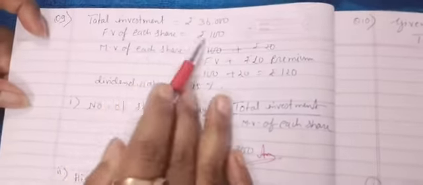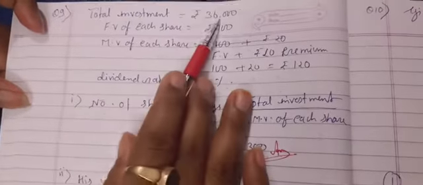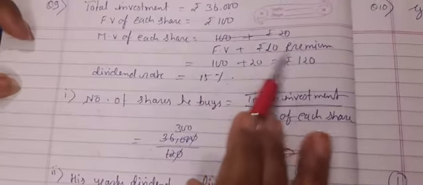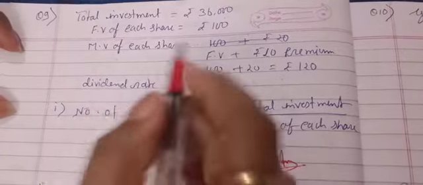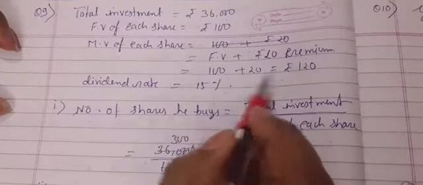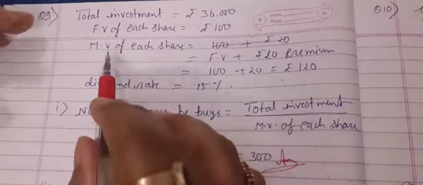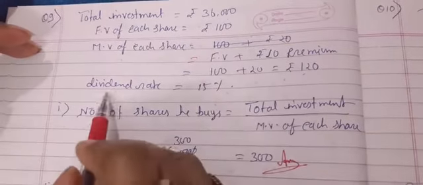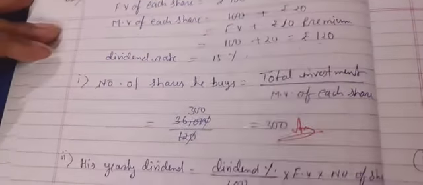See what I did. First of all, I have noted whatever is given. I have written total investment is this much, face value is this, market value is FV plus rupees 20 premium. What is FV? Face value was 100, so 100 plus 20 means 120 rupees is market value. This is the original price and this is the market value. Dividend rate is 15%. So now what?